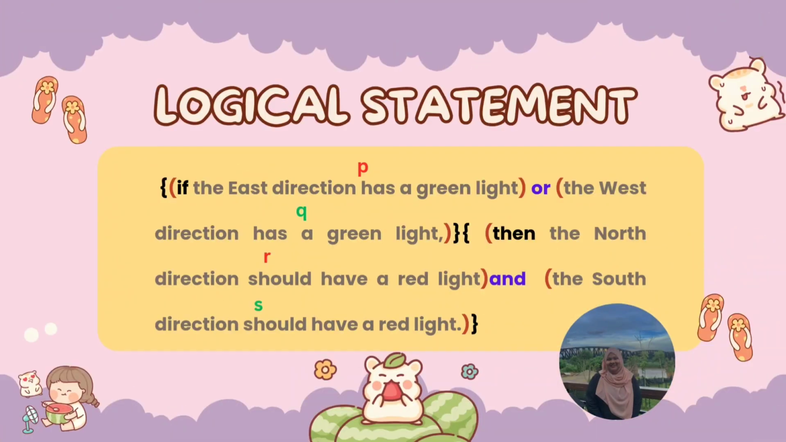Proceed with the logical statements. If the east direction has a green light, we denote it as P. Or the west direction has a green light, we denote it as Q. Then the north direction should have a red light, we denote it by R. And the south direction should have a red light, we denote it by S.